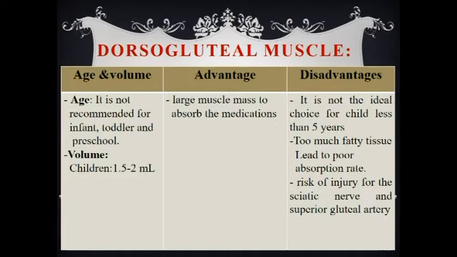Dorsogluteal muscle is the last one. Age: it is not recommended for infant, toddler and preschool. The recommended volume for children 1.5 to 2 milliliters.